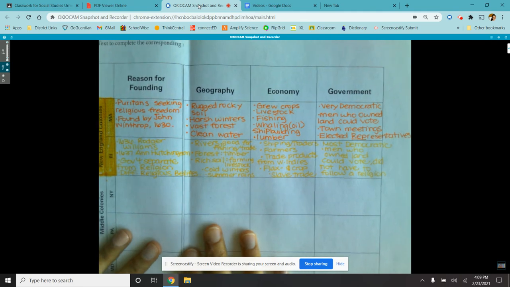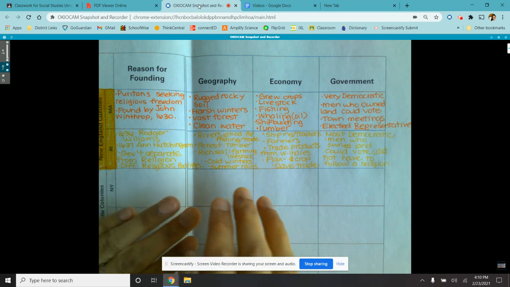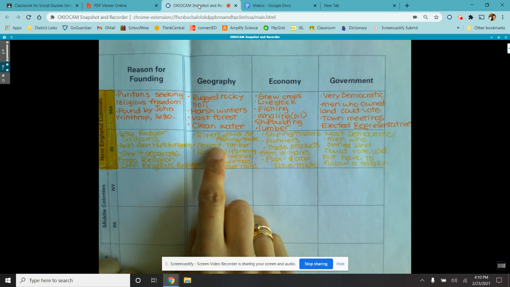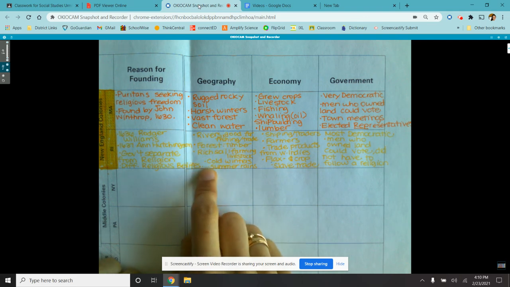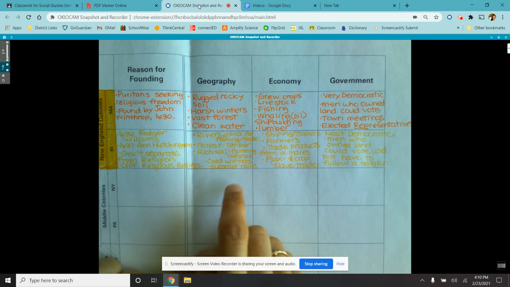All right, so let's get this here. So we have in 1636 and 1637, Roger Williams and Anne Hutchinson. They were dissenters, meaning they dissented from the Massachusetts Bay Colony and refused to follow the Puritan practices and didn't agree with it. They thought government should be separate from religion and that all religious beliefs should be allowed. So the geography, they have rivers, forests, rich soil, cold winters, but they had summer rains, which was great for growing. Their economies were shipping, trading products with the West Indies.